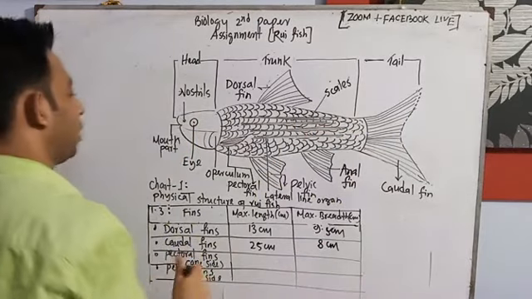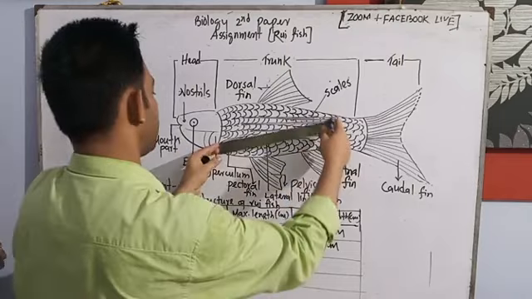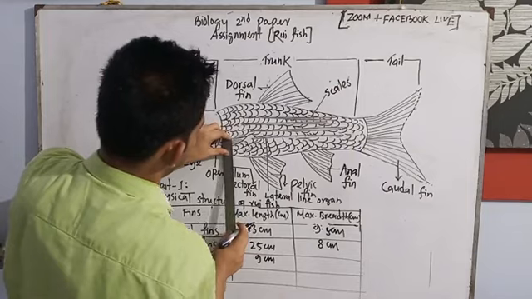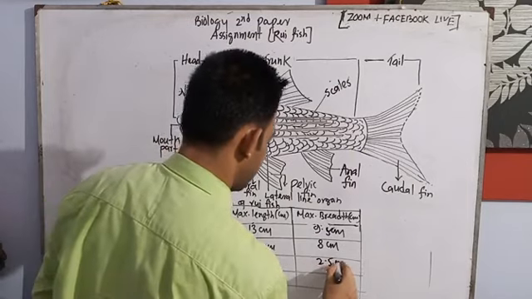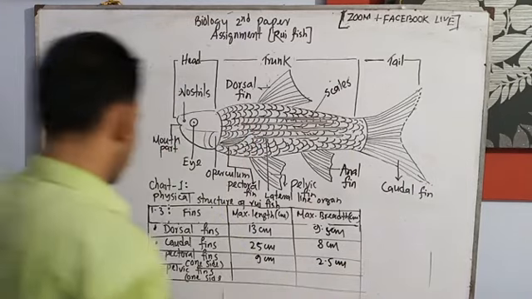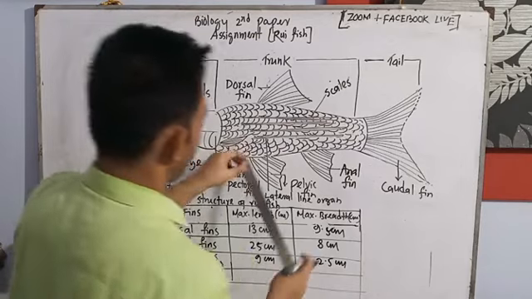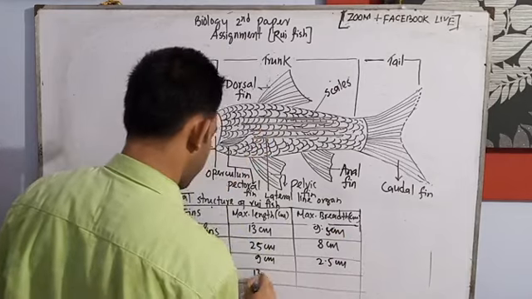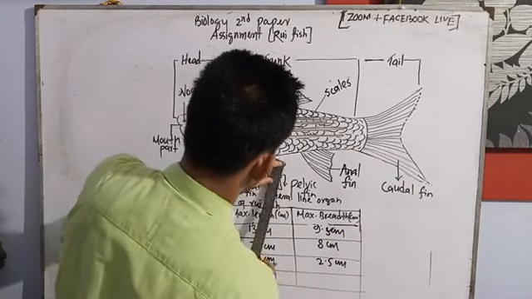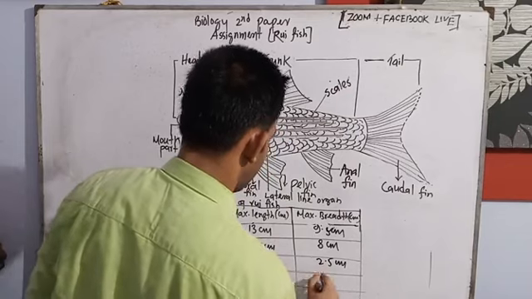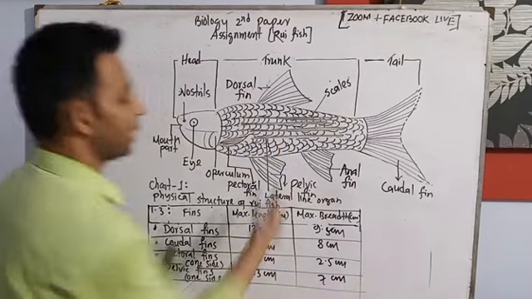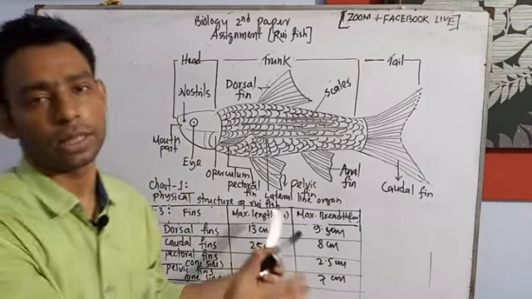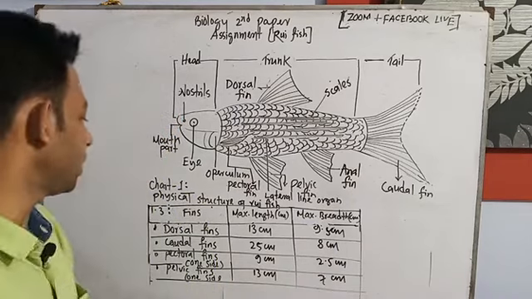Pectoral fin, the chest fin. 9 centimeter I measured there, and the maximum breadth is 2.5 centimeter, since it is the smallest fin. Pelvic fins, one side. The maximum length is 13 centimeter and the minimum I got there is 7 centimeter. It is just for my experiment. Whatever you get, you just write the value of them. So 1.3 is done.